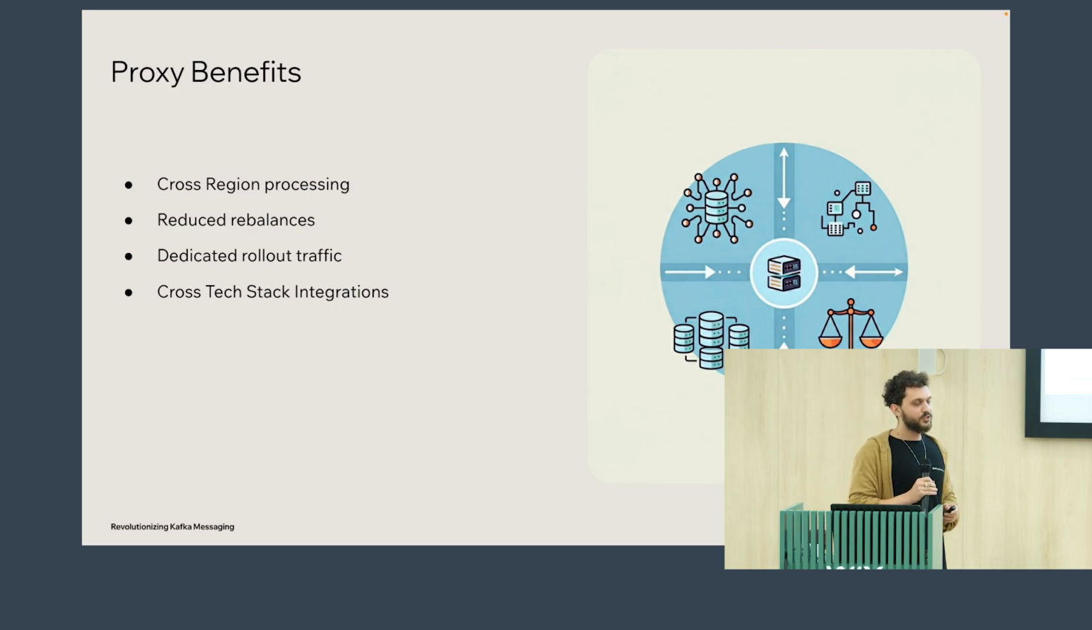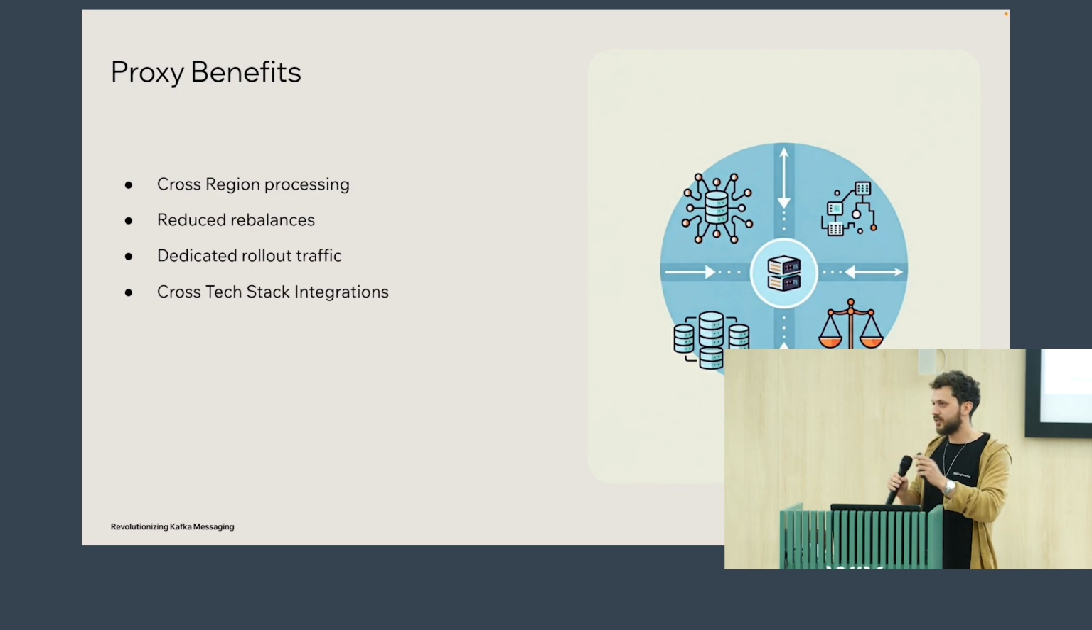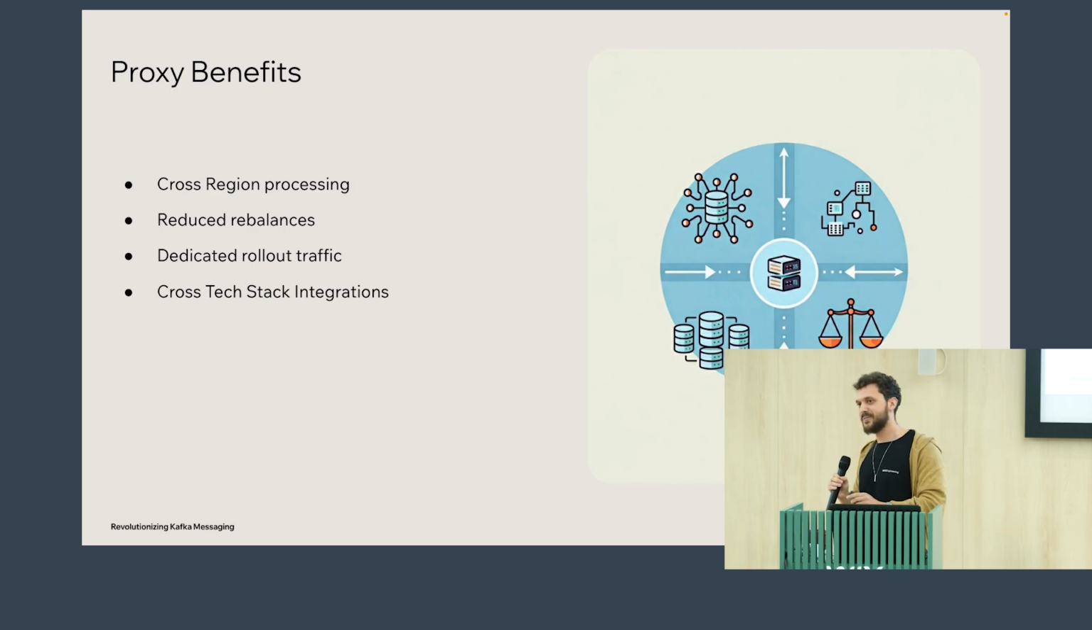Another super cool feature is reduced rebalances. Now, I saw that most of you have worked with Kafka, but I am going to mention in a few words. Rebalances happen when a consumer group has new consumers going up or down, and the partitions need to be reassigned between the consumers. And we try to avoid it as much as possible. Why?